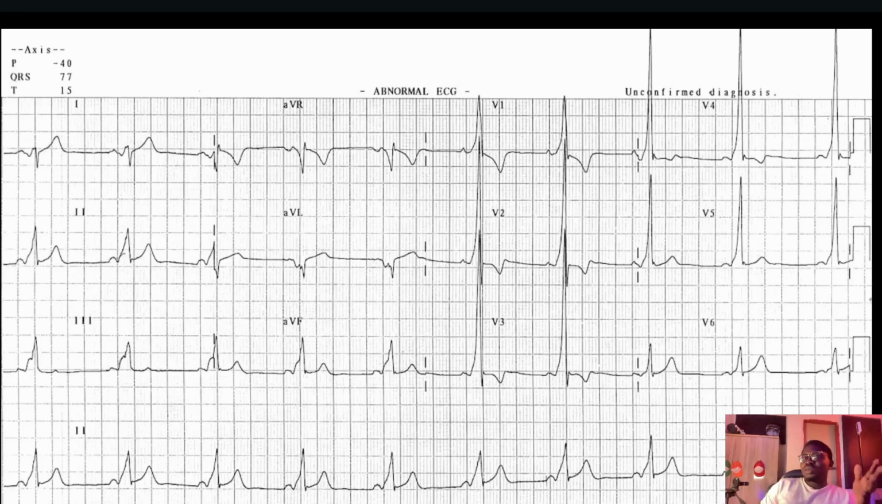So as usual, I'll let you pause the screen, analyze, and make your findings. Then I'll break down the same ECG and we'll see just how close you are to making the same or a similar diagnosis to me.